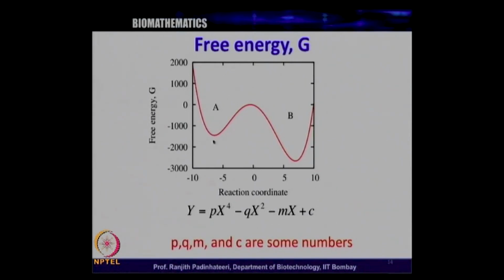And you should be getting this kind of a curve for some values of P, Q, M and C. What we should learn from this is that another curve called free energy, that we see in thermodynamics and in biology, can be obtained as a combination of x power 4, x square, x, etc. So again, a combination of these functions can give you another curve that you are familiar with.